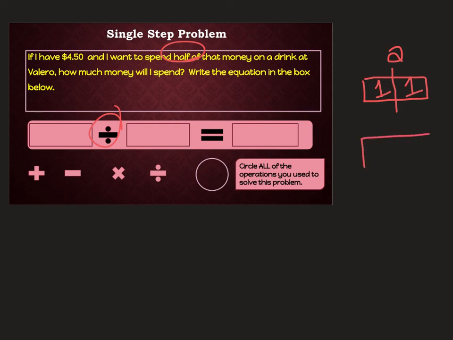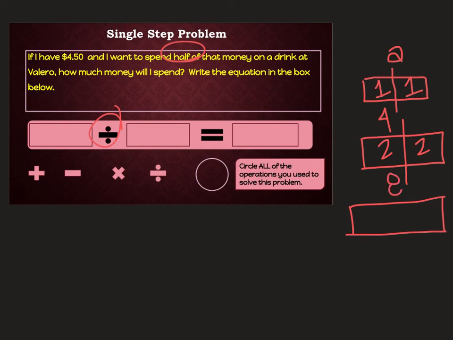Let's say I have the same box, but this one's going to represent the number 4. If I want to cut 4 in half, I cut it in the middle. On one side I have 2. On the other side I have 2. If I have yet another box, and let's say this one represents 8. If I want to cut 8 in half, I split it right down the middle. On one side I'll have 4. On the other side I'll have 4.